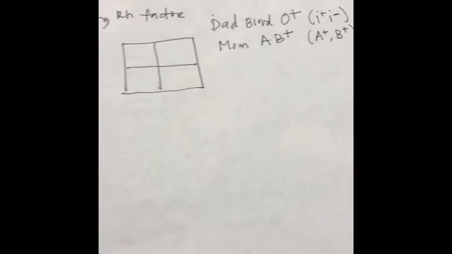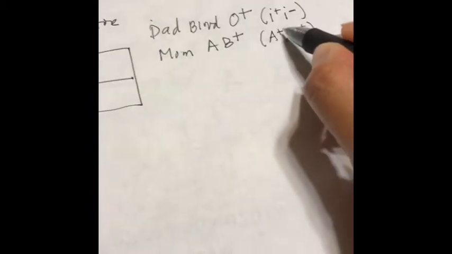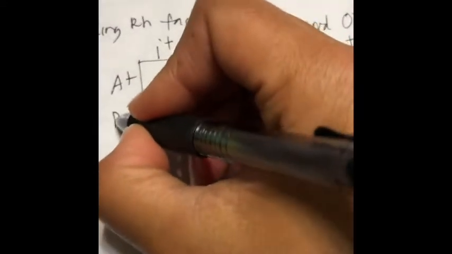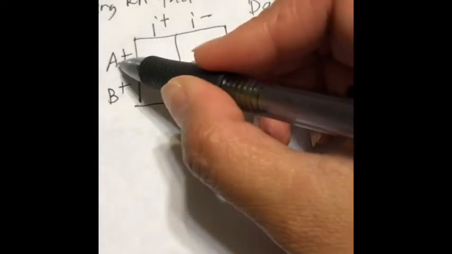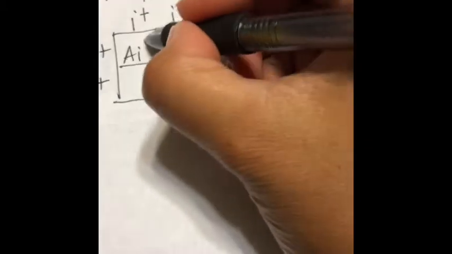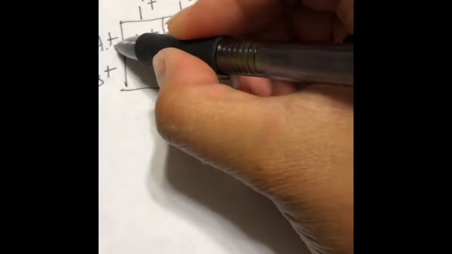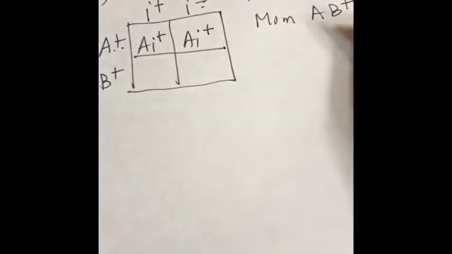Okay, what will happen to the blood types? So let's put these alleles here. So that's i positive, i negative, we have A positive and B positive. Okay, so now same thing, the A and the i go together, and because positive is dominant, this will become positive. Okay, same thing with this, Bi, because the positive is stronger than the negative, this will remain a positive blood type.